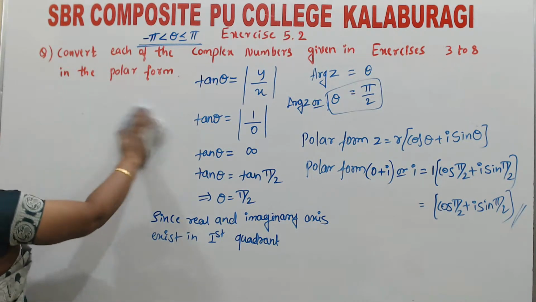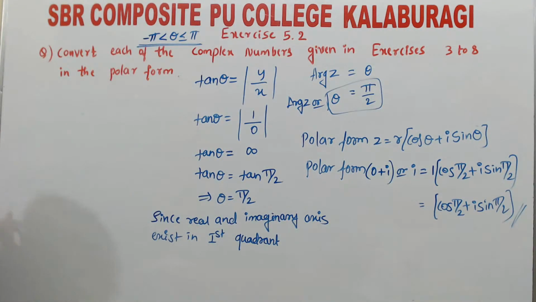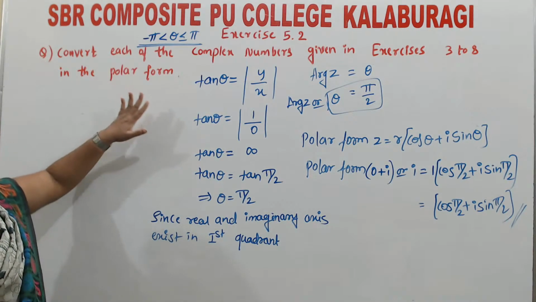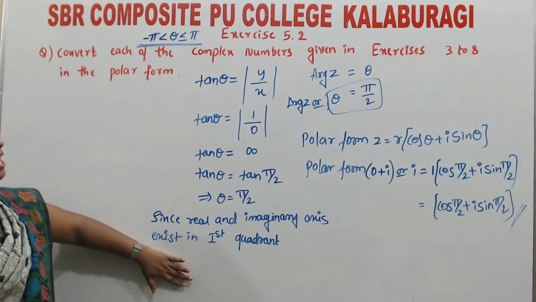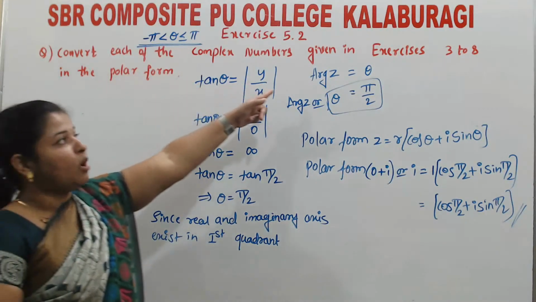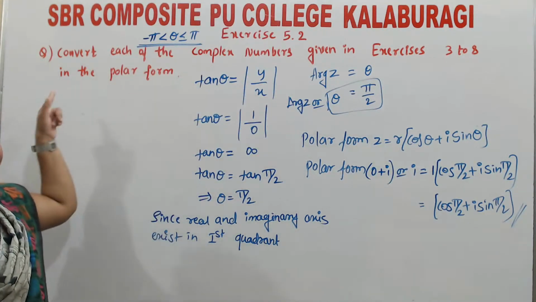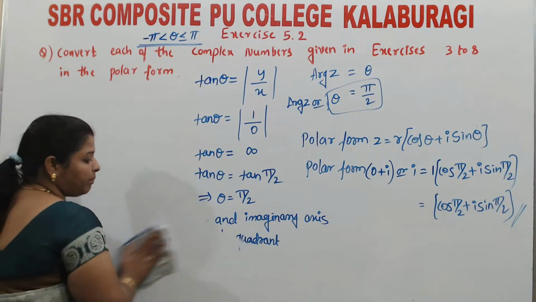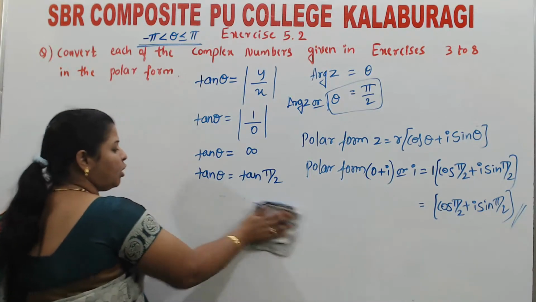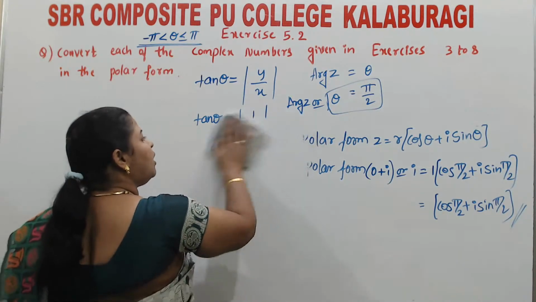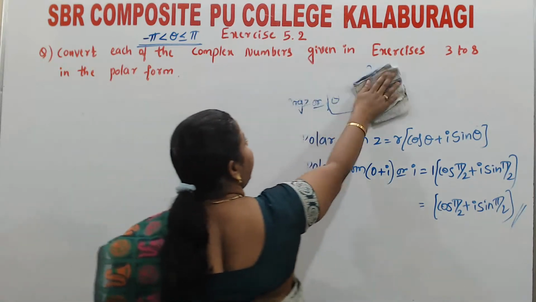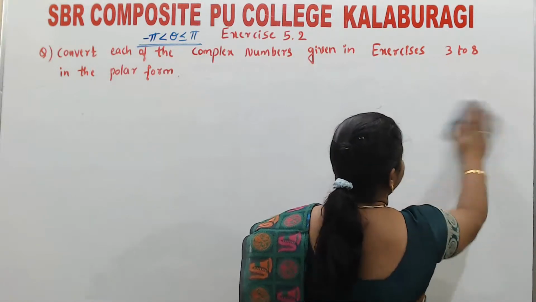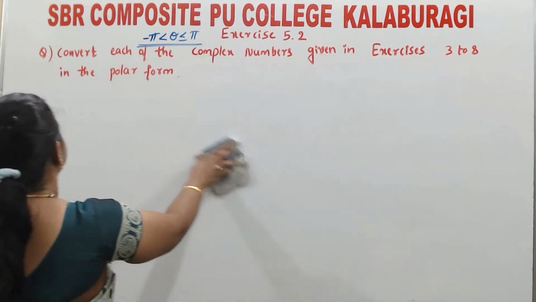This completes your 5.2 exercise. In the 5.2 exercise, the last problems are to convert each of the complex numbers given in exercises 3 to 8 in polar form. We completed the 8th problem, right? One problem remained, a solved example. We solved the example of the 7th one. The 8th one remained. We will solve the 8th question.